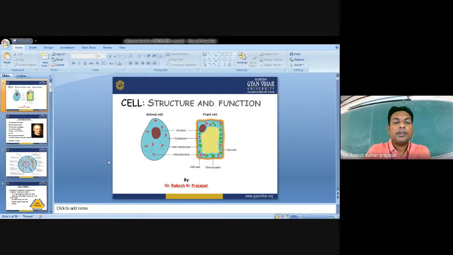Good morning to everyone. So today our next chapter is about cell structure and its function. In this class we will see the basic structure of the cell. Cell we know very well, let's say, is the fundamental structural and functional unit of life. So that we will discuss in detail.